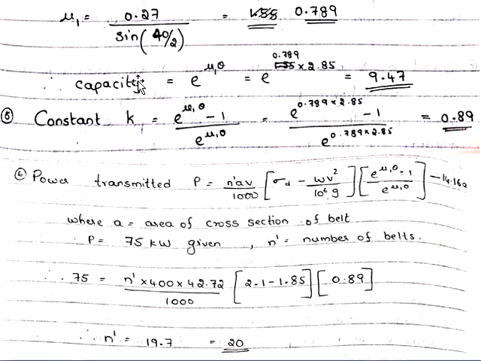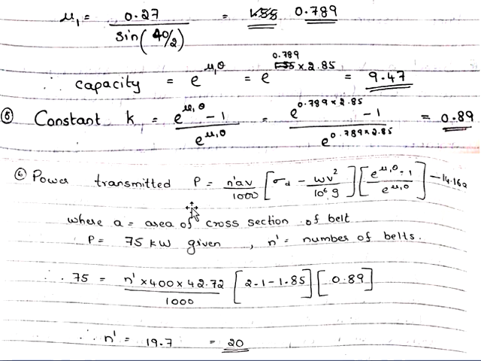Substitute in the capacity equation, you will get capacity as 9.47. While finding out constant k also, we have to use e to the power mu 1 theta instead of e to the power mu theta. In flat drive, the equation was e to the power mu theta minus 1 divided by e to the power mu theta. But in V belt, it is e to the power mu 1 theta minus 1 divided by e to the power mu 1 theta.